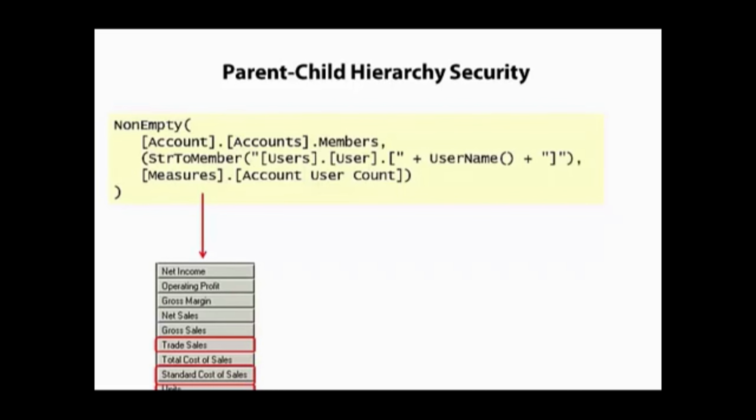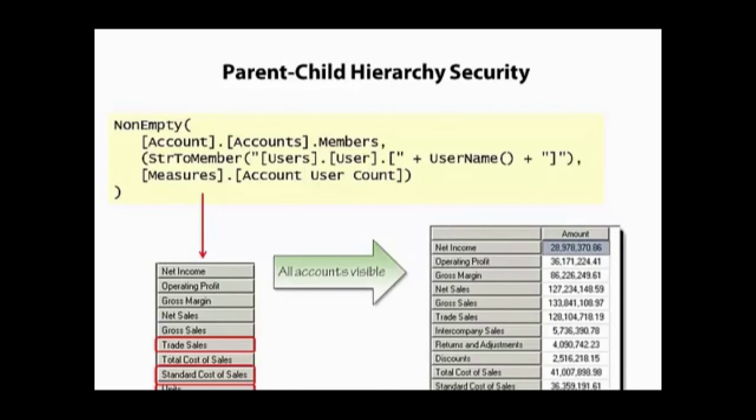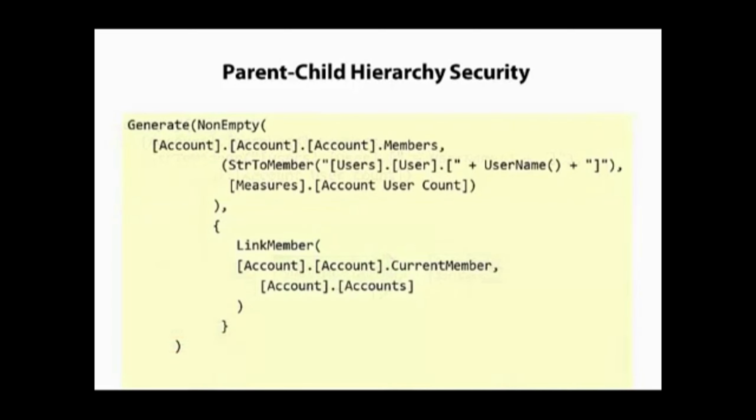So with this security definition in place, which gives us access to net income, we still see all the accounts below it, no matter what the account user table says. And that's not helpful at all. What we can do instead is to create an expression that ignores the hierarchy altogether by using the key attribute. But the problem there is that dimension security cannot be set on the key attribute. But fortunately, we have a way to bridge that gap.